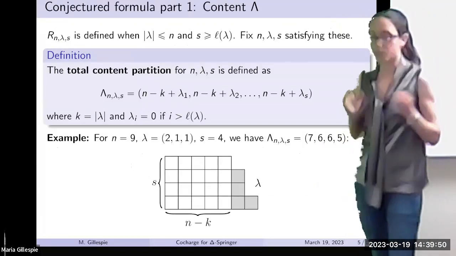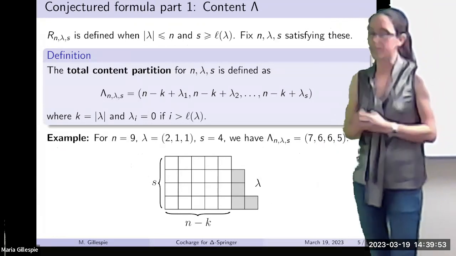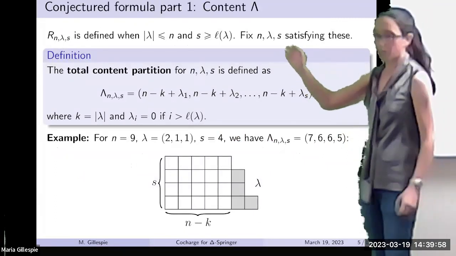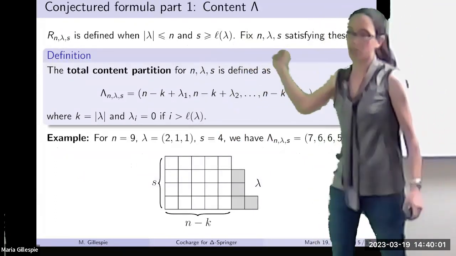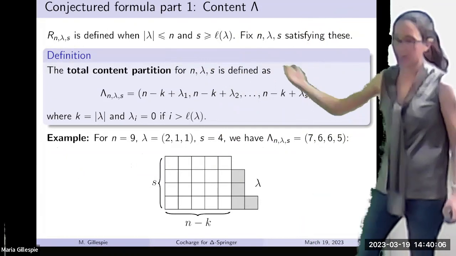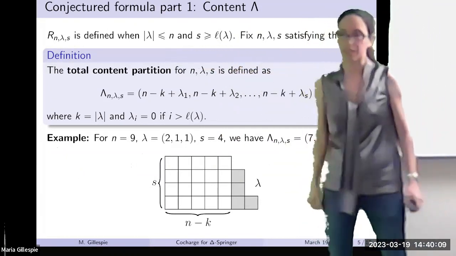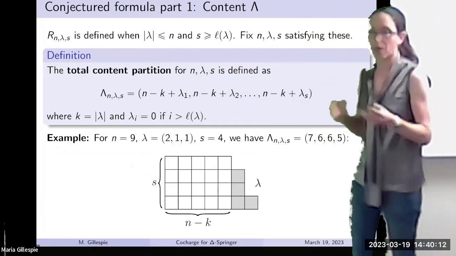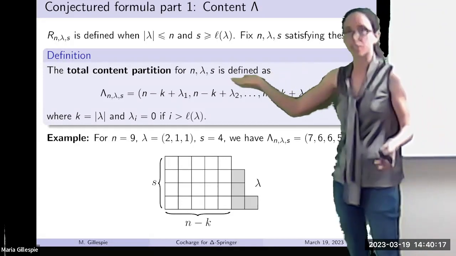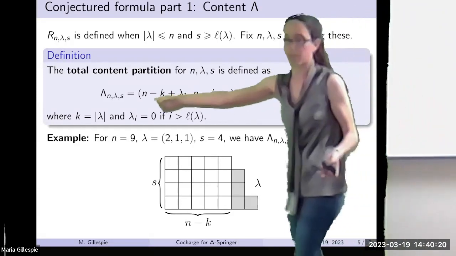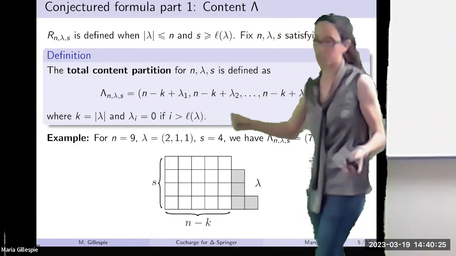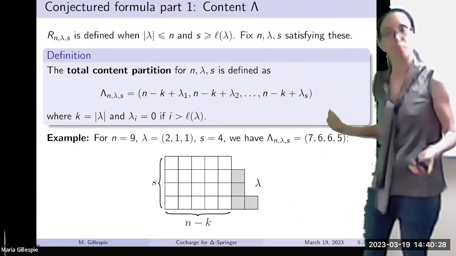So to state our conjectured formula for the graded Frobenius, we need to define a few objects. The first object is what we call the total partition content. So first of all, let me say that this R_{n,λ,S} is defined when the size of λ is at most n, and S is any number that's at least the length of λ. So keep that in mind when we have any n, λ, and S. And then for such an n, λ, and S, we define the total content partition to be this capital Λ_{n,λ,S}, the partition formed by just adding a bunch of n minus k's to the beginning of each part of λ, where we pad λ with zeros to make it length S.